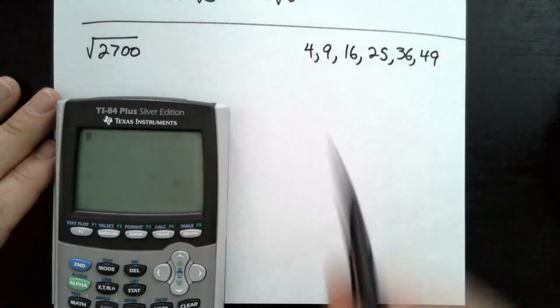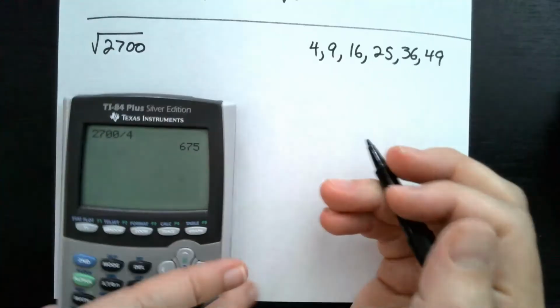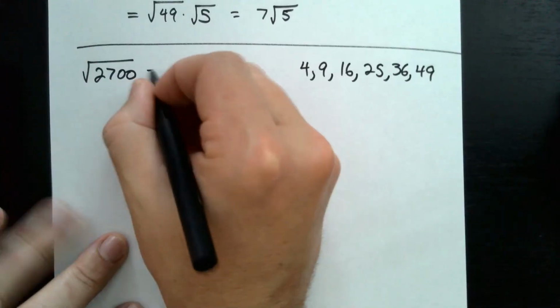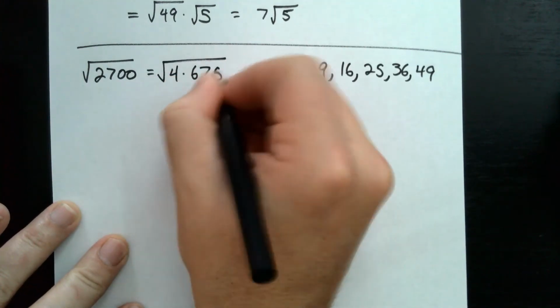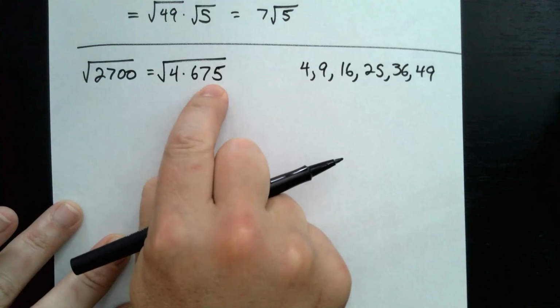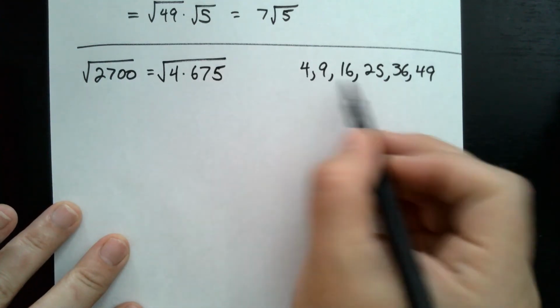It is even, so it might be divisible by 4. Let's find out. 2,700 divided by 4. Yes, okay. So that tells us that 2700 is the same thing as 4 times 675. Since the remaining number is no longer even, we don't have to try these even numbers anymore. We can just use the odd ones.